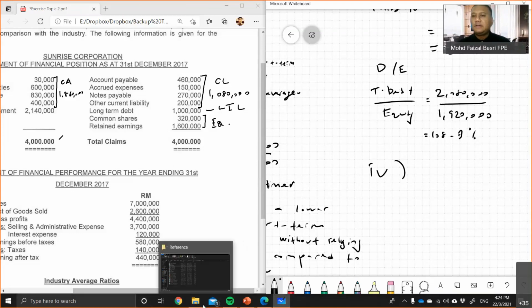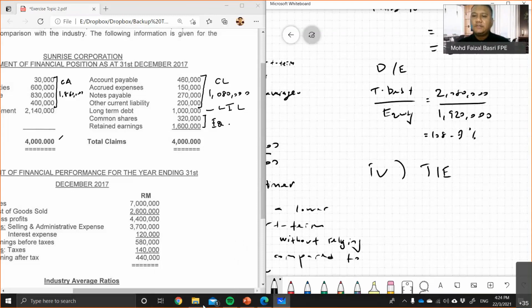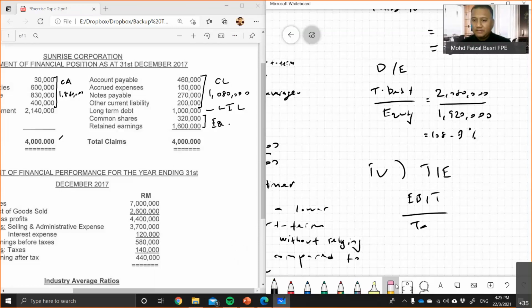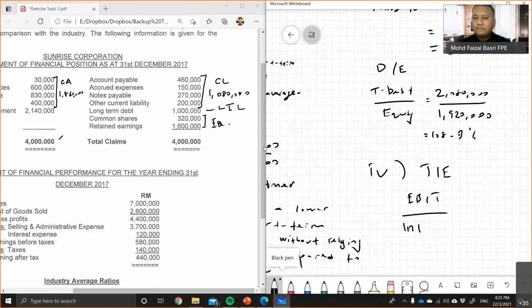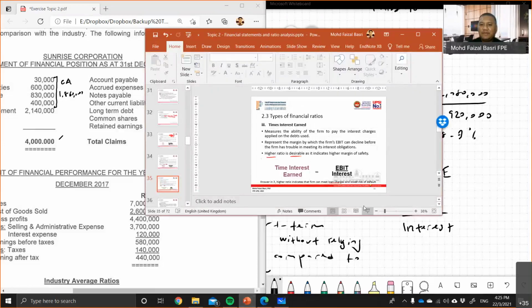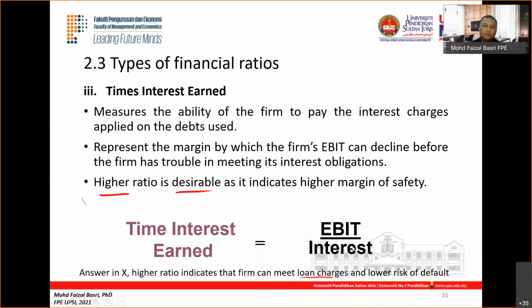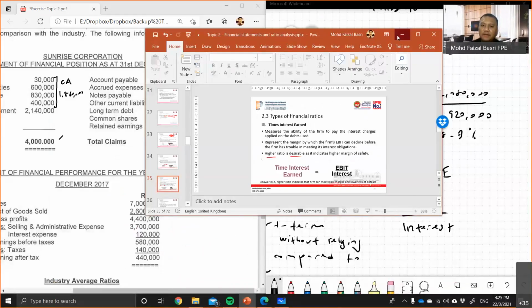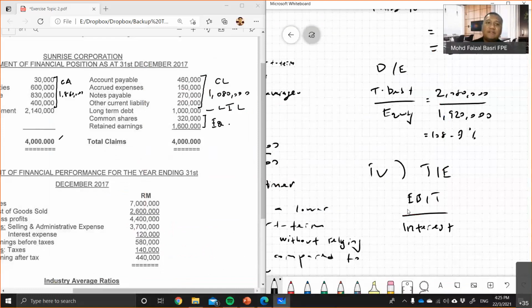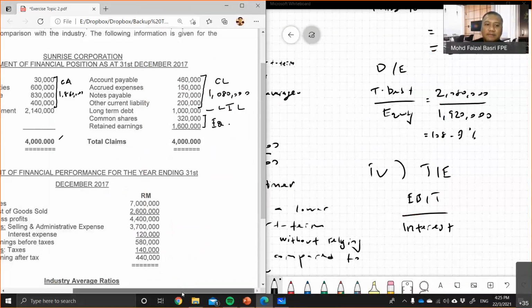We are talking about times interest earned, TIE. The formula is earnings before interest and taxes divided by interest. We divide with interest. And the answer is in times. So whenever the answer is in times, you just divide. We don't have to multiply with anything. So this is our first ratio where we have to utilize our income statement.